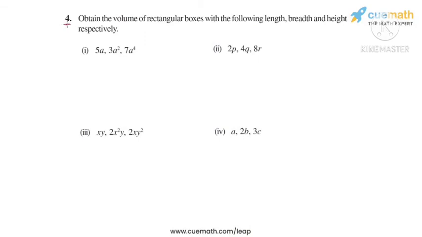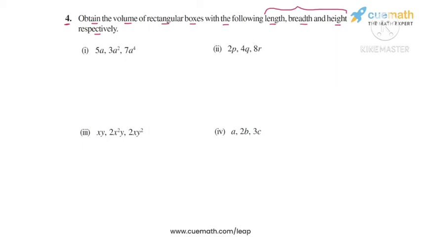In question 4, the problem statement says obtain the volume of rectangular boxes with the following length, breadth and height respectively. So we are given these 4 parts. In each part we are given 3 monomials which represent the length, breadth and height of a rectangular box or a cuboidal box, and we have to find the expression for the volume of that box. So we know that the volume of a cuboid is simply the length times the breadth times the height. So we have to multiply length, breadth and height, which means that in each of these parts we have to multiply the 3 expressions, the 3 monomials, to get the expression for the volume.